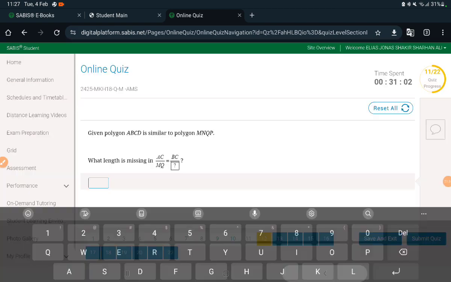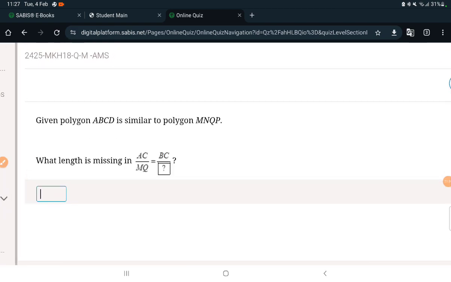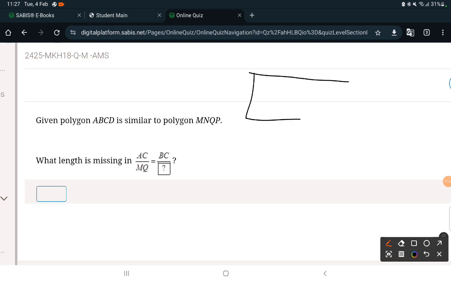Given polygon ABCD is similar to MNQP, what length is missing in AC over MQ is equal to BC over box? Okay, so for this question, let's draw out the figures. We have polygon ABCD. Start from the left, and you need to know the order to draw the figures. It has to be in the same order. Start from here, go to this side, go to this side, and then go to this side. It's similar to MNQP.